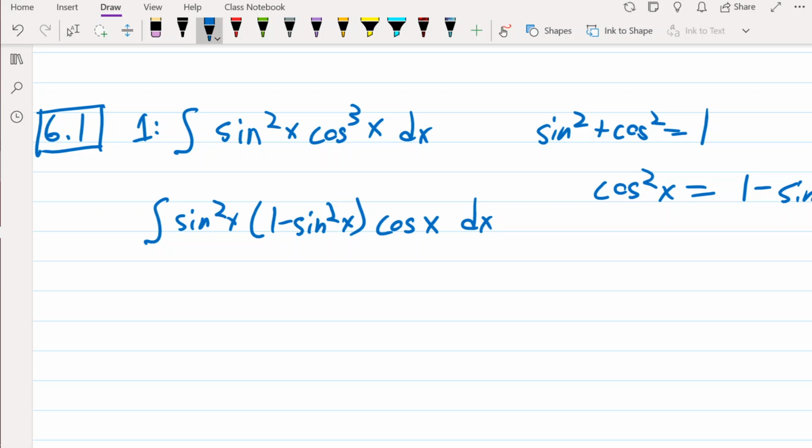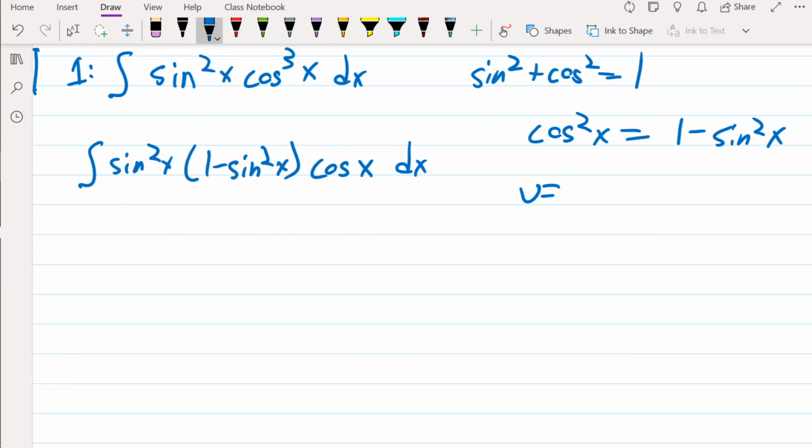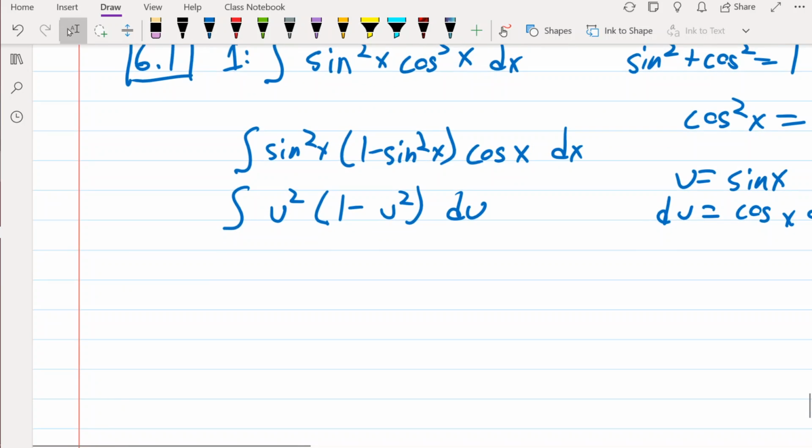So now we're going to distribute and do U substitution. So first we're going to set U equal to sine x, du equal to cosine x dx. So we get the integral of U squared times 1 minus U squared du. From there, we want to distribute the U squared, so it'll be U squared minus U to the 4th du.